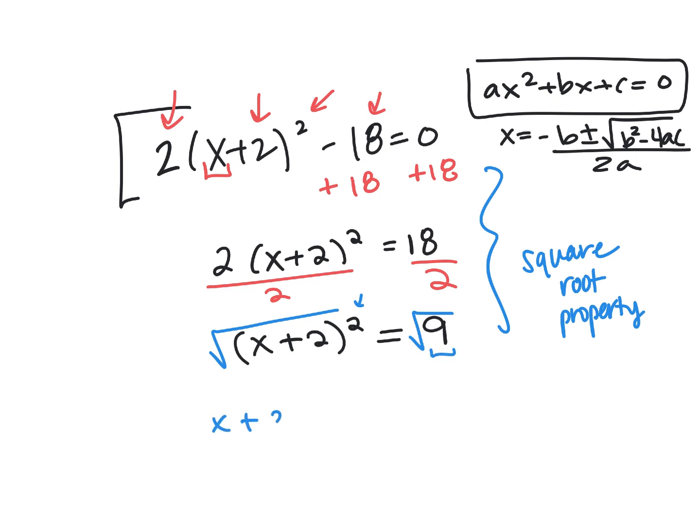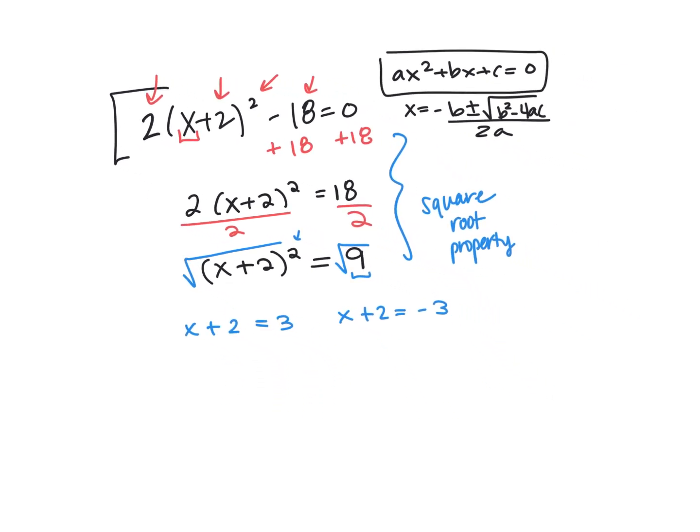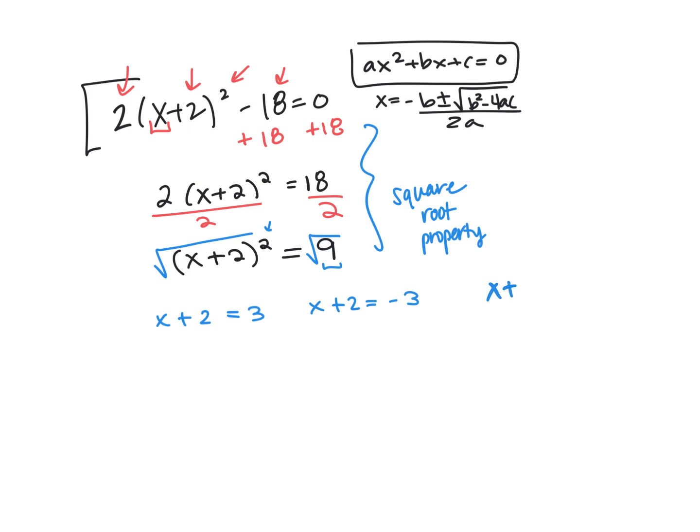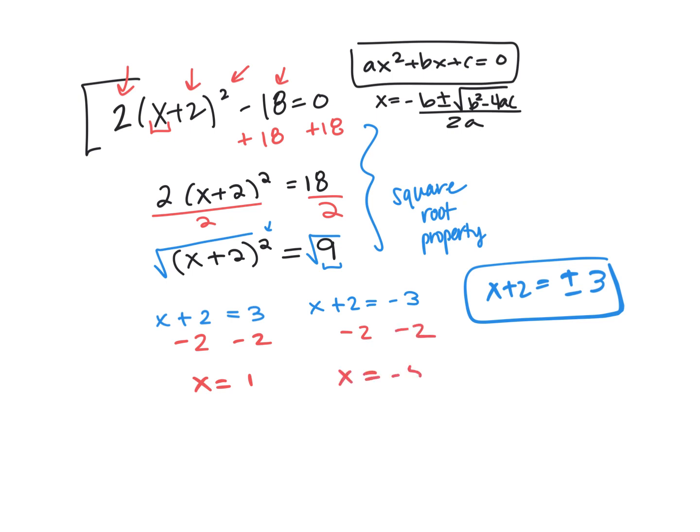Well, that could be a 3, so x plus 2 could equal 3, or x plus 2 could equal negative 3. And remember, you could write that the shorthand way if you want, that x plus 2 equals plus or minus 3, but realize that there are 2 equations there. And so to finish solving it, you're going to subtract 2 here. You get x is equal to 1, subtract 2, and you get x equals negative 5, which are the same solutions that you'd get if you use the quadratic formula or you saw in the answer key by factoring. So hope that helps.